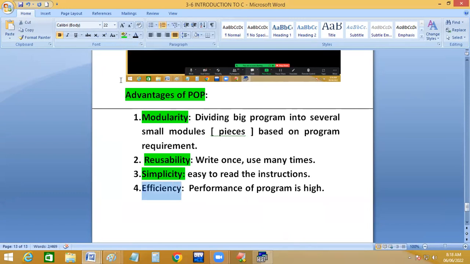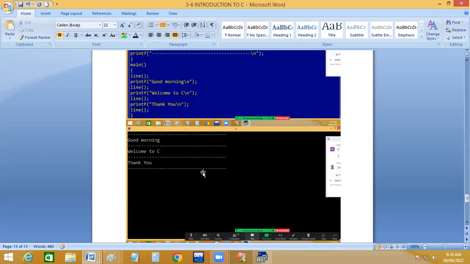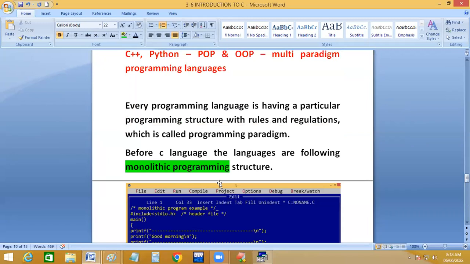I think everyone, this concept is clear. That's why before C language, what did they use? Monolithic, and C comes with POP. In POP technology, big programs are divided into small pieces, which are called procedures, functions, structures. That's why C is structure oriented and monolithic is unstructured, because there are no structures there. Is it clear, everyone? Next.